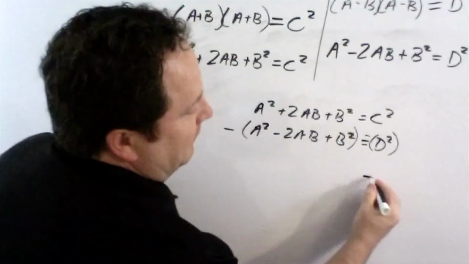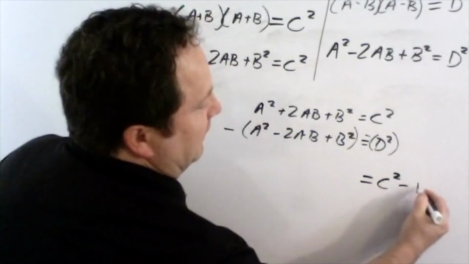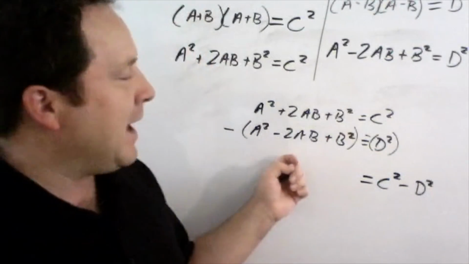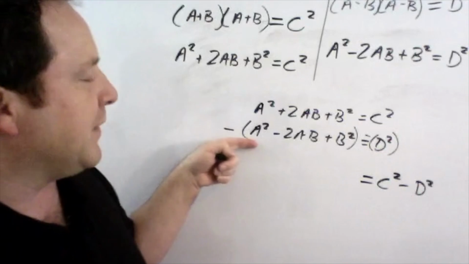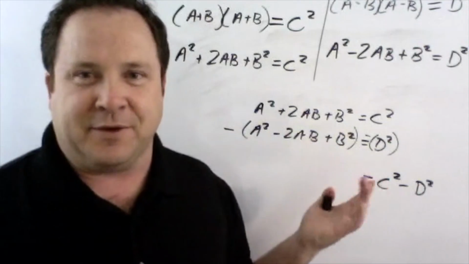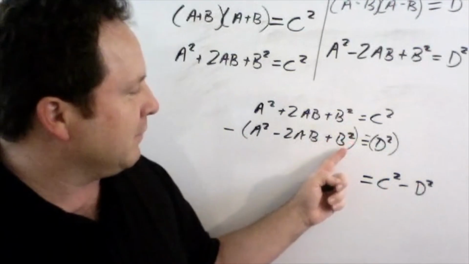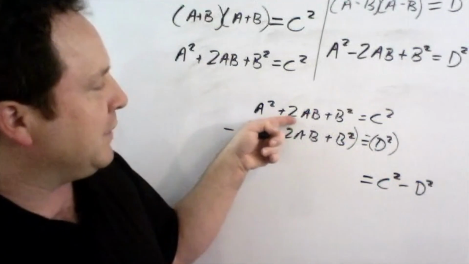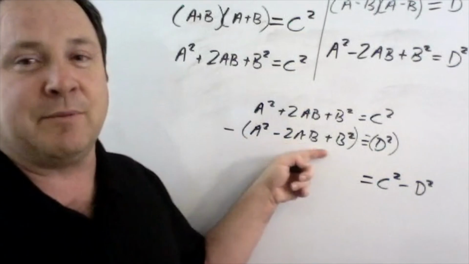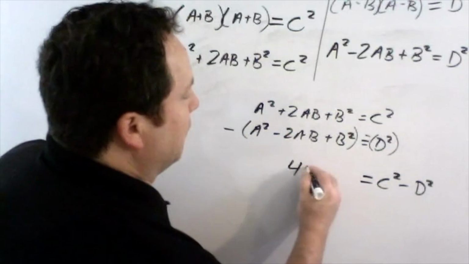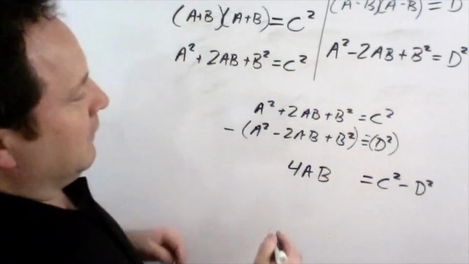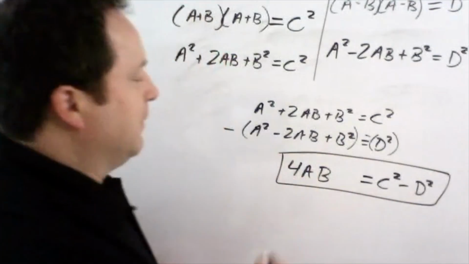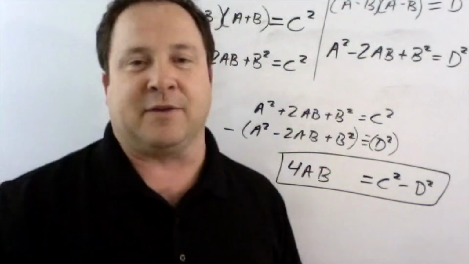So on the right, I actually get c squared minus d squared. On the left, when I take a squared minus a squared, it cancels. When I take b squared minus b squared, it cancels. But when I do 2ab minus a negative 2ab, it adds up to 4ab. So here's what we are left with. 4ab equals c squared minus d squared.